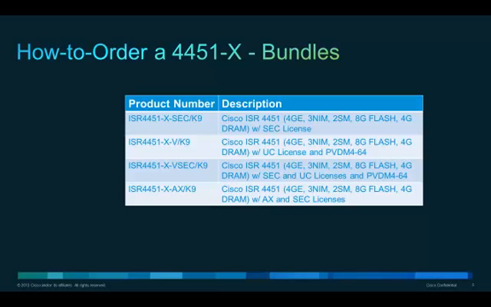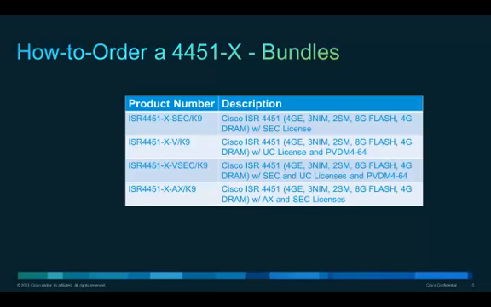The 4451X-V or voice bundle is going to include basically your base system with a UC license and an entry-level PVDM4 with 64 channels of capacity. Of course, that can be upgraded to a higher capacity PVDM4 at the same time. We also have the VSEC bundle, same thing as on the ISR G2. It's going to include a base platform, SEC, UC licenses, and that PVDM4 64. Of course, any of these can be upgraded when you configure the bundle.